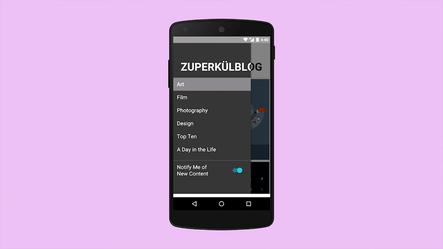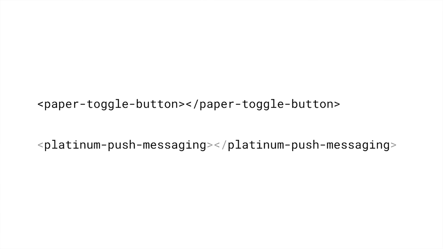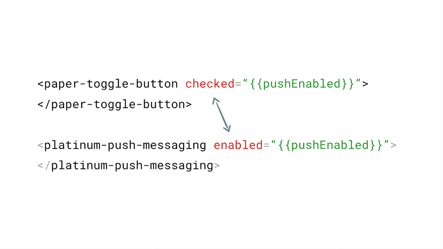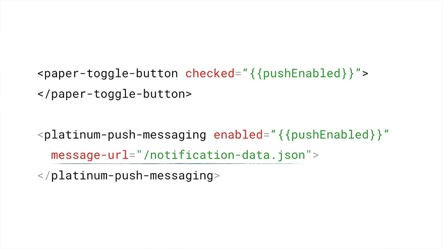OK, now how did I do that? Well, in my application, I've got a paper toggle button. I've got another one of our Platinum elements called Platinum Push Messaging. And I'm just linking the state of these two using a data binding. So the check state of the paper toggle button affects the enabled state of my push messaging element. Next, I give my push messaging element a message URL. This is the URL that it should go look to for notification data when the service worker gets woken up and told, hey, there's a notification. Go display it to the user.